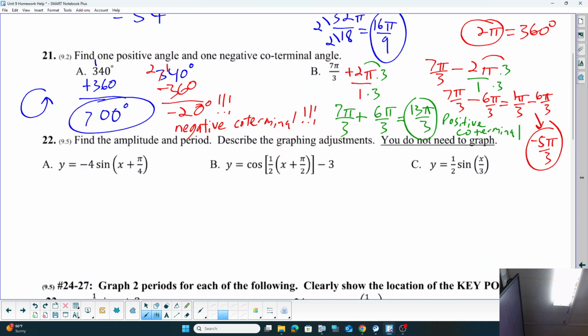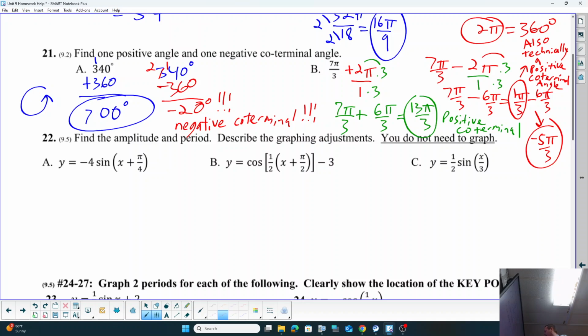So that's how we roll. This 13 pi over 3 is a positive coterminal angle. But also technically speaking, this one is also a positive coterminal angle, technically.